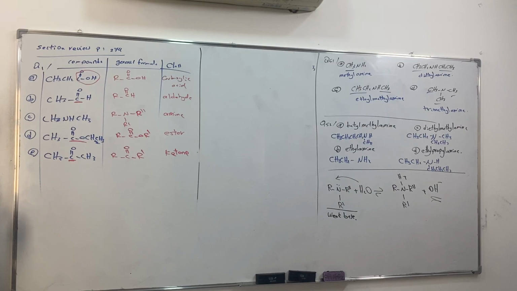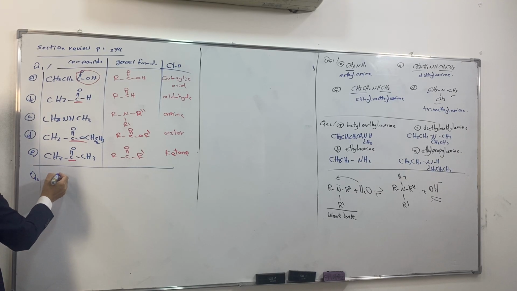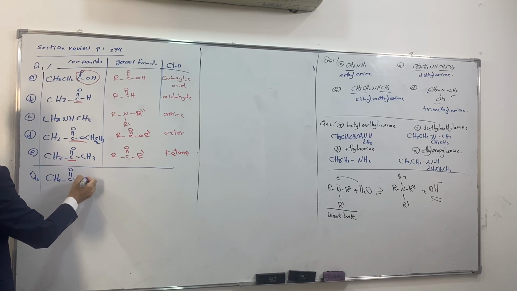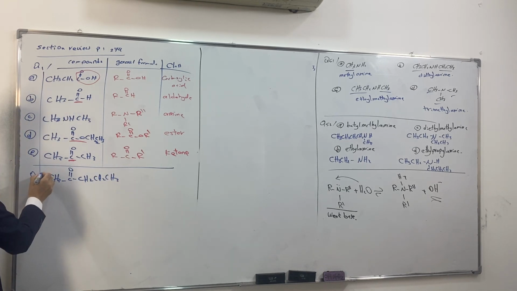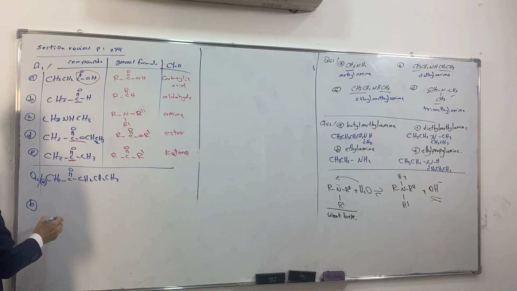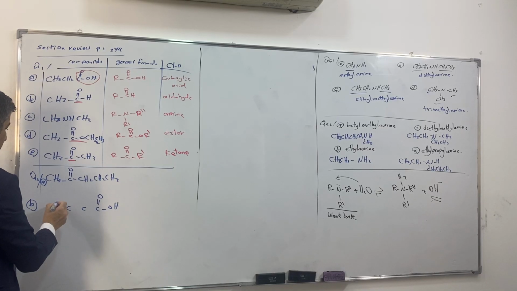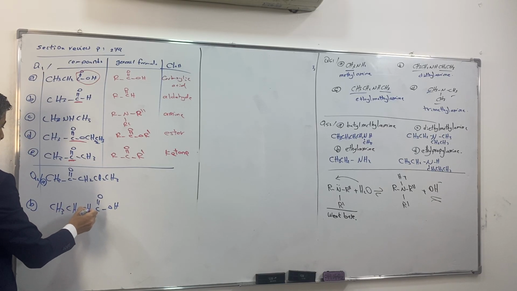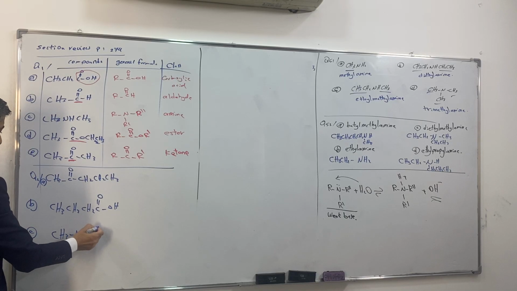The second question, we will give the name of this compound. Question 2. We have some structures. One of them is this structure. B, we have this compound. The C, last one, we have this compound. Its name will be as follows.